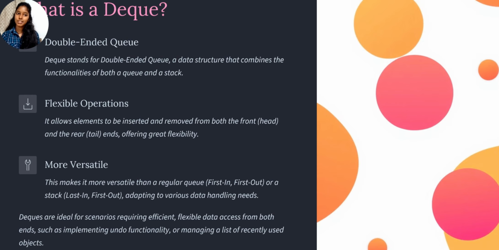So what is a DEQUE? Double-ended queue, or DEQUE, stands for double-ended queue, a data structure that combines the functionalities of both a queue and a stack. Flexible operations: it allows elements to be inserted and removed from both the front and the rear. We are going to name them the head and the tail, offering great flexibility. More versatile: this makes it more versatile than a regular queue.